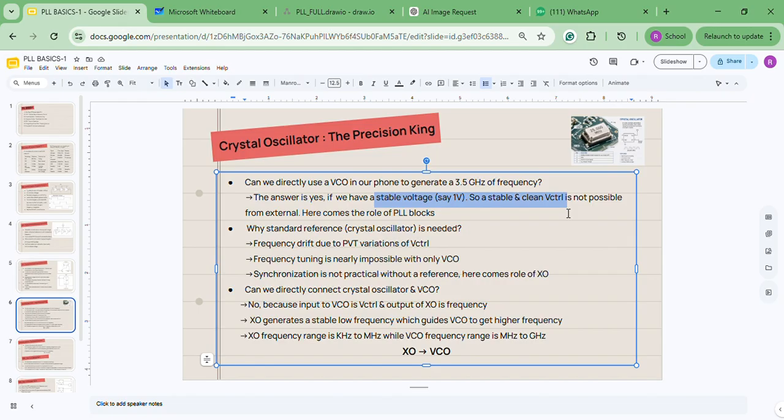So for that we need another reference or standard oscillator circuit, which is called a crystal oscillator. The crystal oscillator generates a very high precision frequency, but the frequency is very low. From that frequency, we generate the very high frequency needed in our RF applications. So the crystal oscillator is used as a reference to generate a very high frequency. So again, what are the demerits if we only use a VCO? PVT variations of the control voltage.